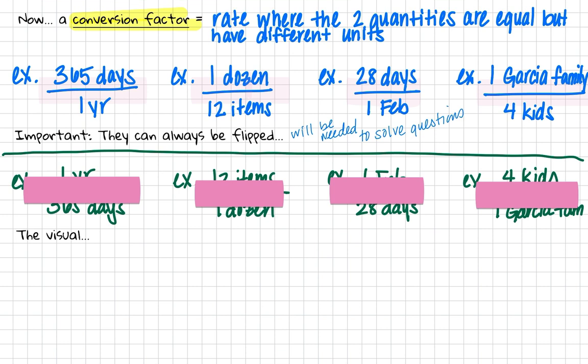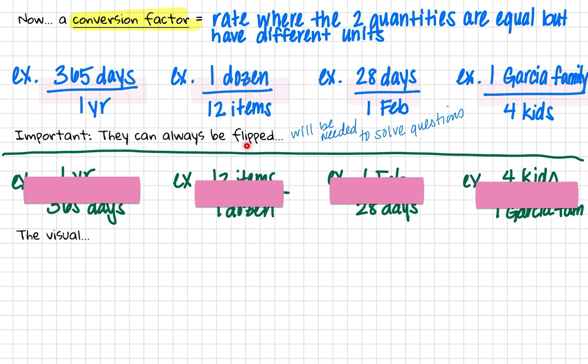And then the last one, these can be made up. If you know a family and they have 4 kids, that particular family has 4 kids. Some families have 2 kids. Some families have 1 kid. Some families have 12 kids. Regardless, this is the conversion factor for that family. For every one Garcia family, they have 4 kids.